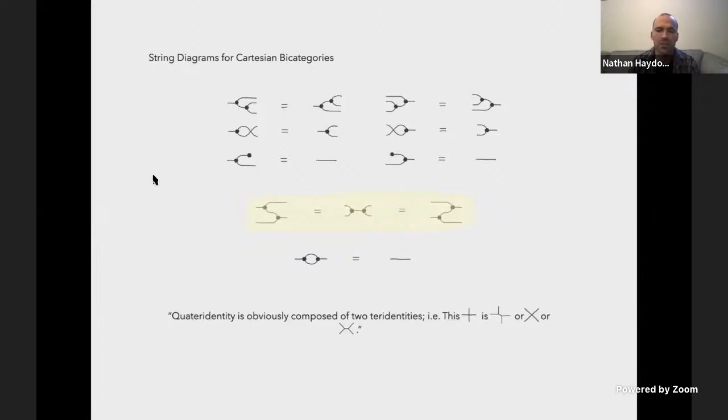Peirce says that quatridentity, which is this term for a node with 4 points coming out of it, is obviously composed of two teridentities. That is, this is the same as this, is the same as this or this.